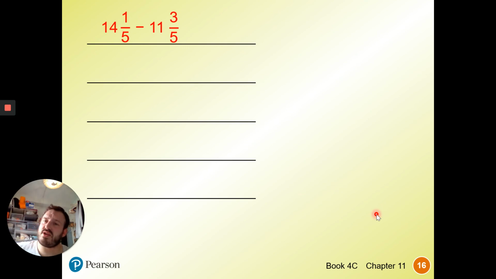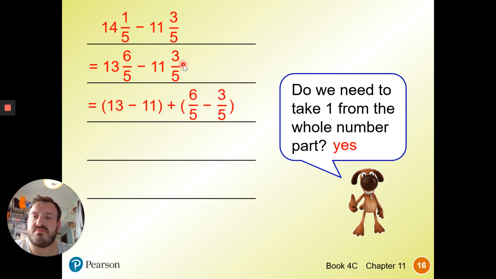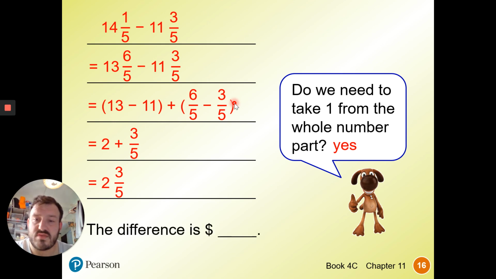Now we can just do 14 and 1/5 minus 11 and 3/5. So this fraction is bigger, so we have to turn it to an improper fraction. So it will be 13 minus 11, and then 6 minus 3. So 13 minus 11 is 2, and 6 minus 3 is 3/5. So our answer is 2 and 3/5. The difference is $2 and 3/5.